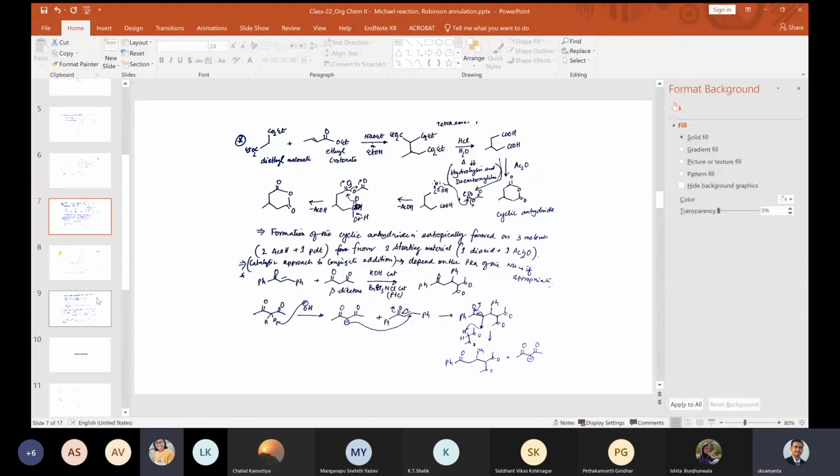Sir, what is the other catalyst that you have written below the arrow? Yeah, that is actually called benzyl triethyl ammonium chloride. That is also called a phase transfer catalyst, but the role of this is a little bit different.